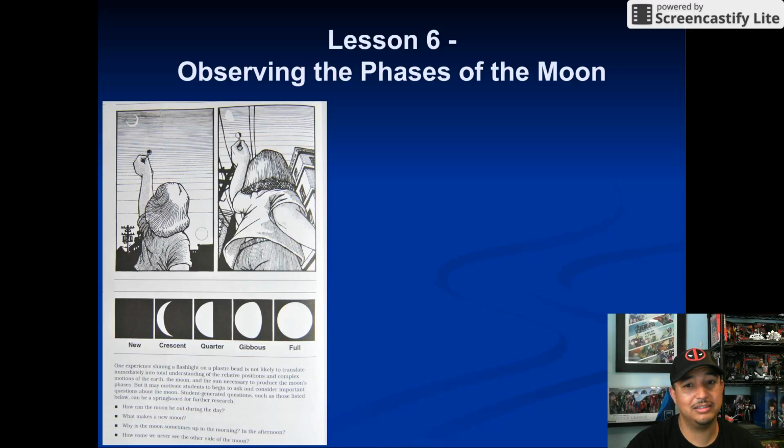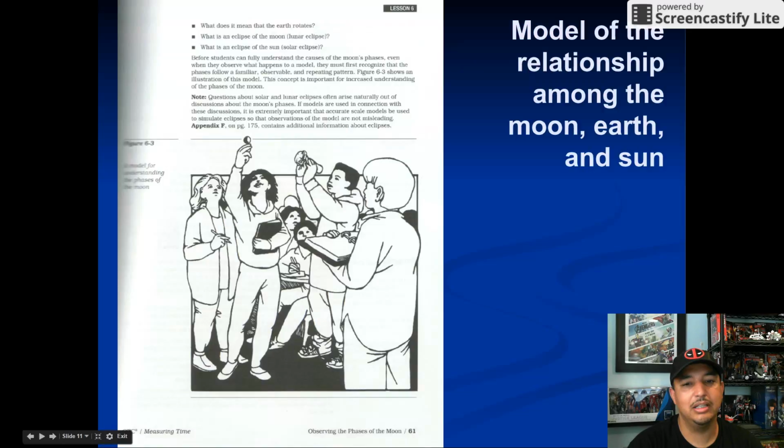Now, to be honest, this lesson is difficult for students to truly understand. For starters, it is very abstract. It is a very abstract concept to grasp.